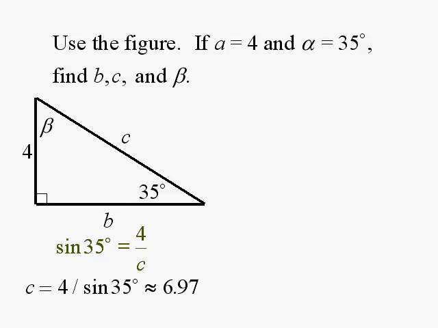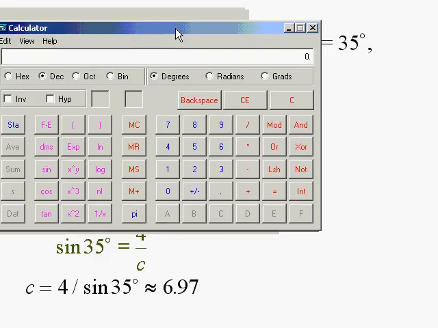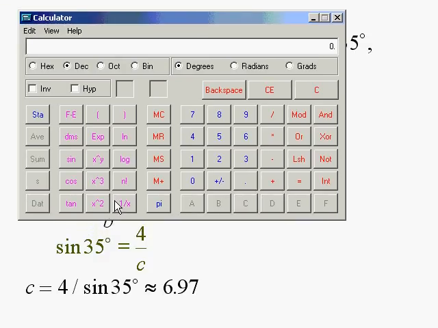Let me pull up the calculator and do that. I'm going for the Windows calculator. It's set up in the right mode for scientific work, so I've got the trig functions built in. So let's do 4 divided by, this is in degree mode, so 35 degrees, and we want sine of 35 degrees. 4 divided by sine of 35 degrees equals, and there's this 6.97 that shows up.